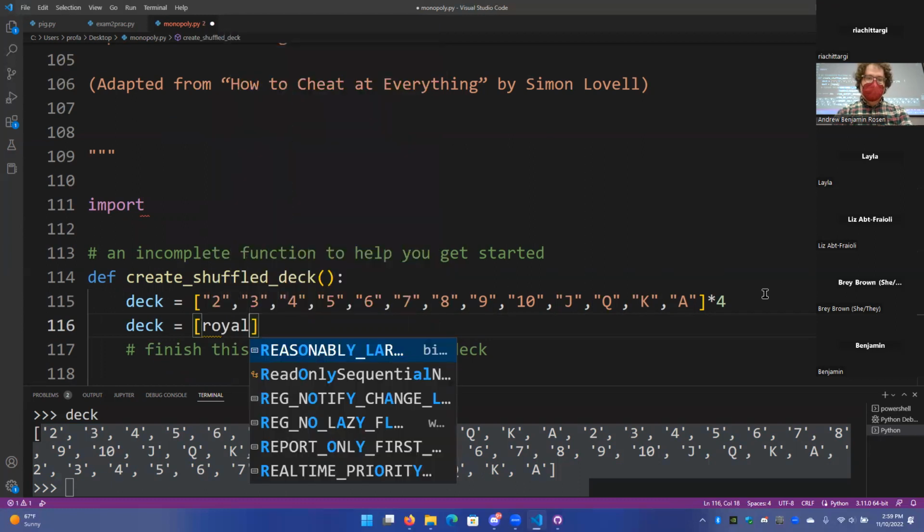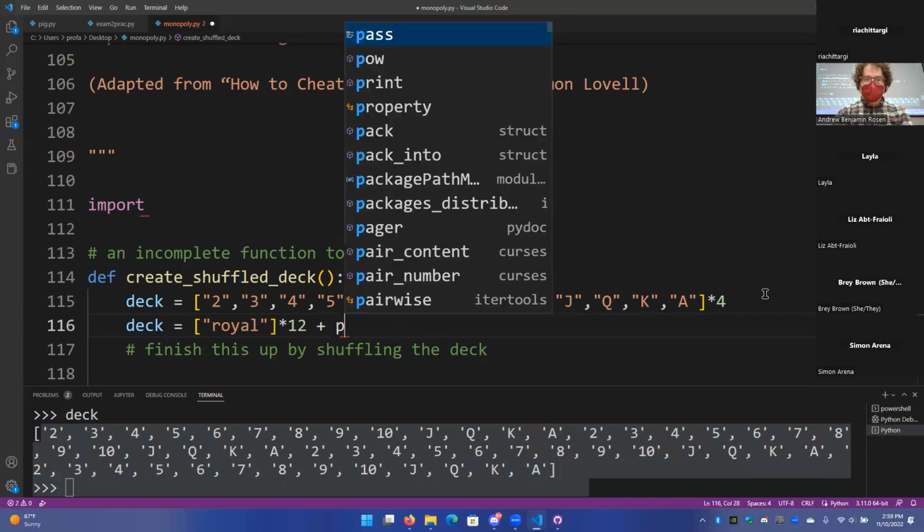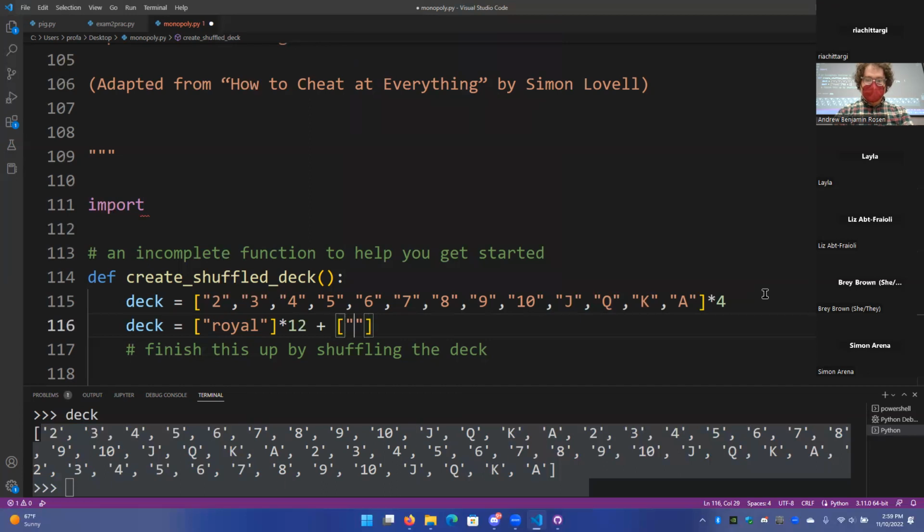royal times 12 plus non-royal times 40, because again, we don't actually care about the actual values, right? Both of those approaches would be fine, but when we say create a deck of cards, it's generally easier to think about it when we're dealing with real cards.